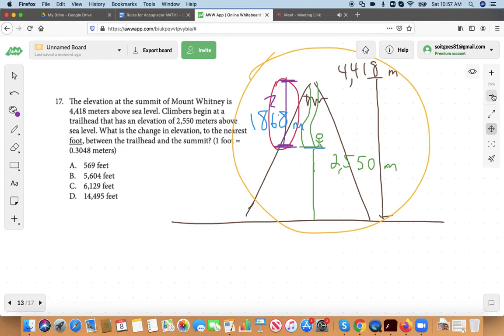We know the number of meters is, what did we say? 1,868 meters. Okay. Well, we need to turn that into feet. Is that clear that we need to turn that into feet?